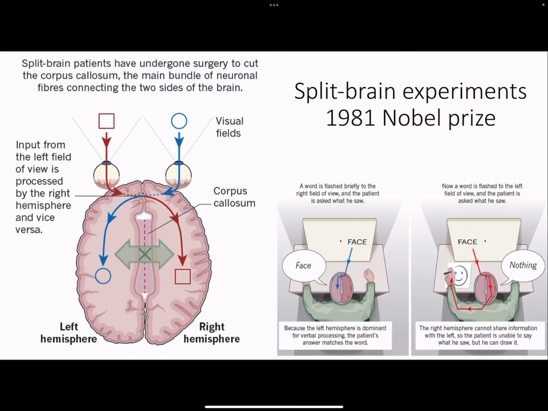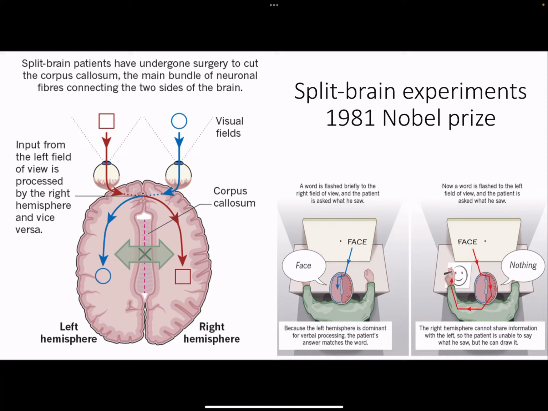So 1981 Nobel Prize, this is kind of amazing. People who have severe epilepsy, to prevent the spreading of electrical signals like wildfire throughout the brain, they cut the corpus callosum so that it can't spread as much, and this kind of stops it. But that means information can't be shared between the left and the right. And again, remember that when in doubt, the left part of the brain has to do with the right sensory system and right motor skills, and vice versa with the other side.